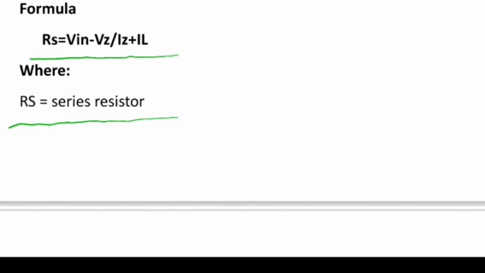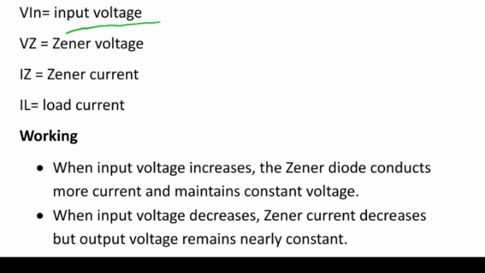RS is the series resistor, VS is the supply voltage, VZ is the Zener diode voltage, IZ is the Zener current, and IL is the load current. It is the diagram we have learned above, the same diagram.